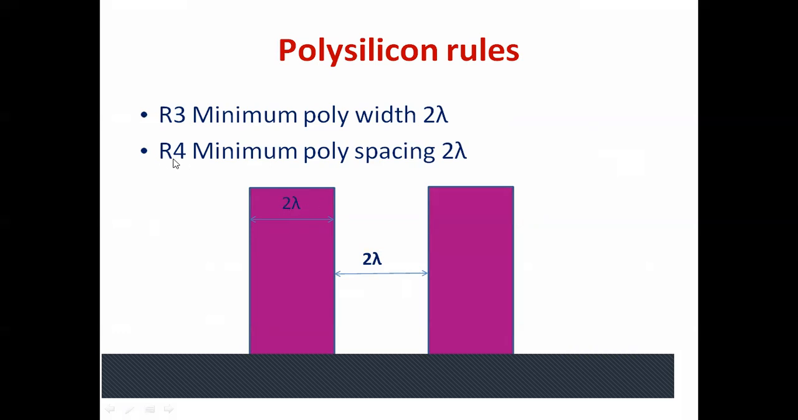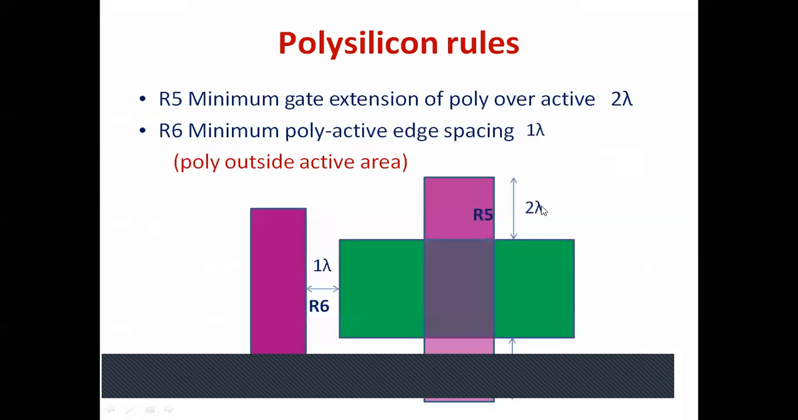And R4 is the separation between two gates. One gate of one MOSFET will come here, and the gate of another MOSFET will come here. The separation has to be at least 2 lambda; more than that is no problem. So this is basically the polysilicon rule. We saw the active area first, and now polysilicon. Let us see the third rule.